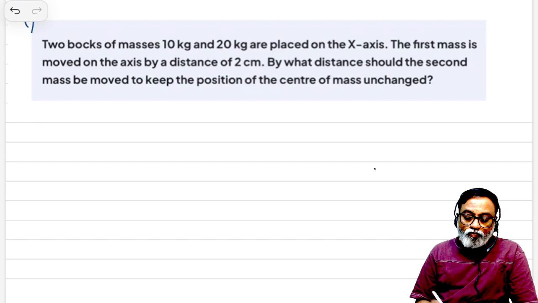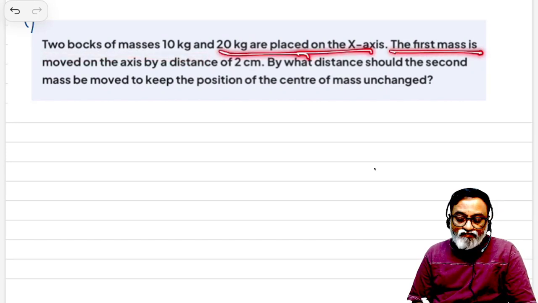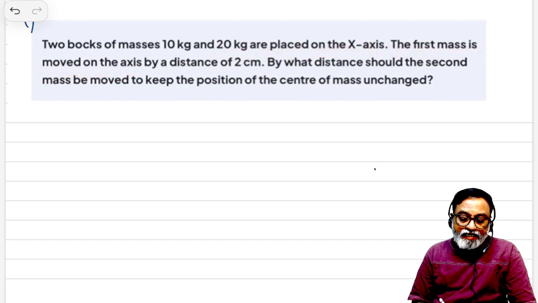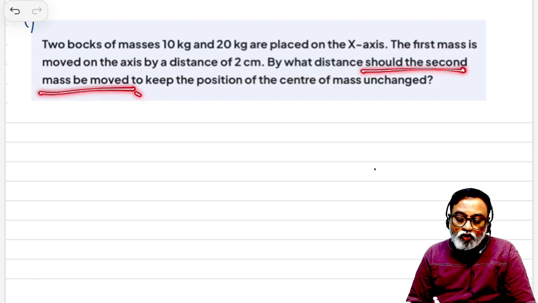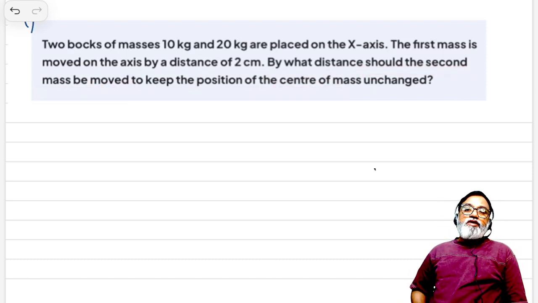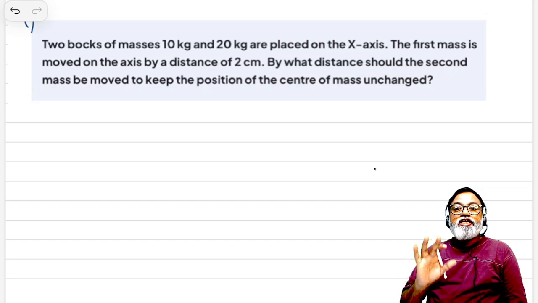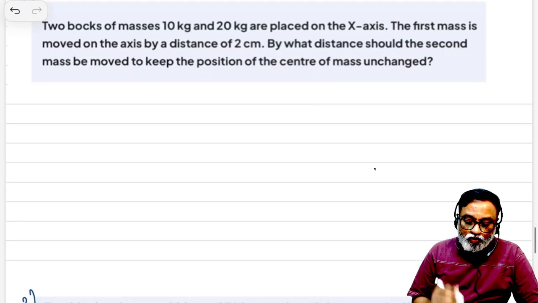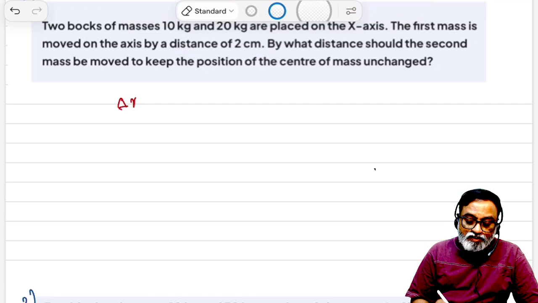Two blocks of masses 10 kg and 20 kg are placed on the x-axis. The first mass is moved on the x-axis by a distance of 2 cm. By what distance should the second mass be moved to keep the position of center of mass unchanged? The position of center of mass unchanged means displacement of center of mass is 0. Here I am taking the x-axis, therefore delta xcm.